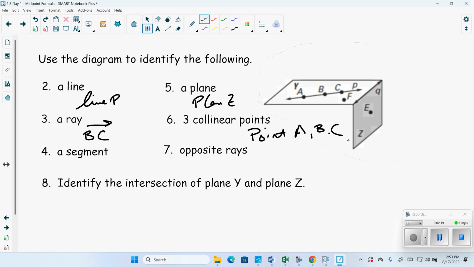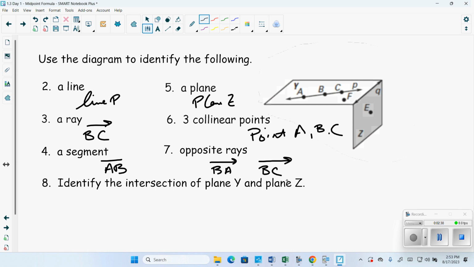A segment. Remember, a segment does not have any arrows over the top, and so you can do any segment as long as it's connected. So you're talking about segment AB. Opposite ray. So 2 rays that are going in opposite directions. So ray BA would go in one direction, and ray BC would go in the other.